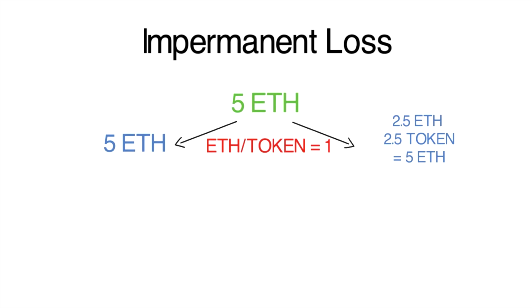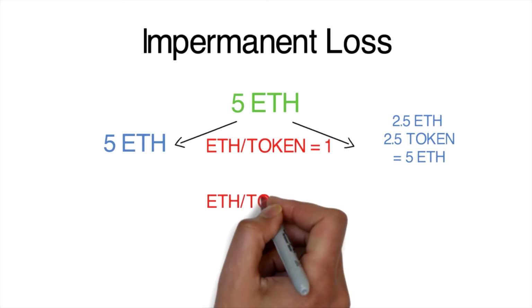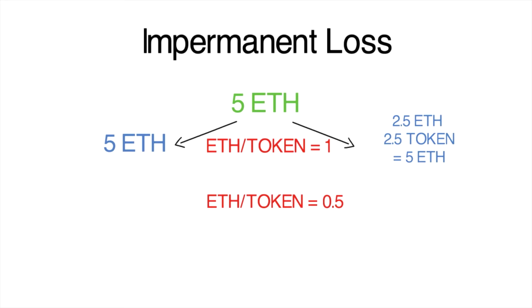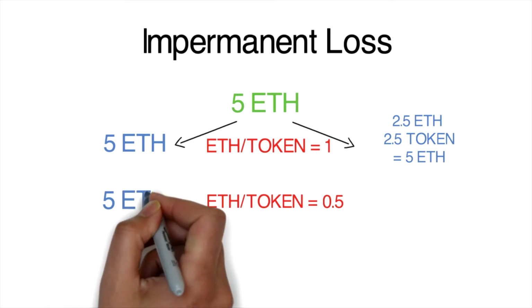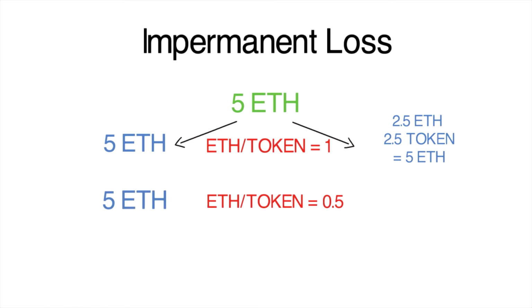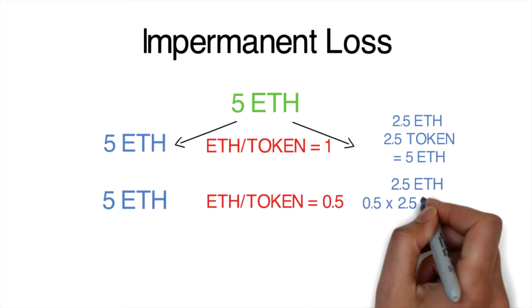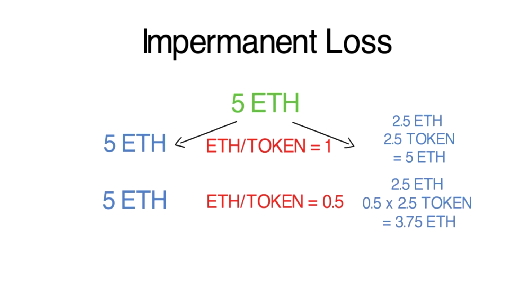Now in scenario 1, the price of token compared to Ethereum drops 50%. If you have kept your full stack of Ethereum, you of course still have 5 Ethereum left. However, if you provided liquidity, you now have 2.5 Ethereum and still 2.5 token, which however lost half its value, which leaves you in the end with 3.75 Ethereum. This loss of 1.25 Ethereum is called your impermanent loss.